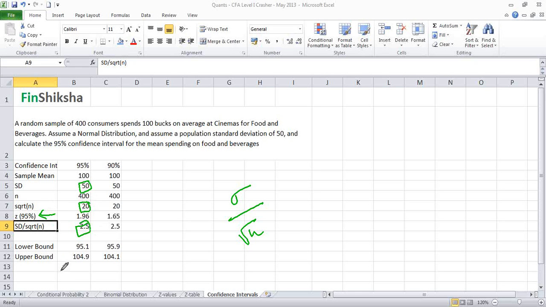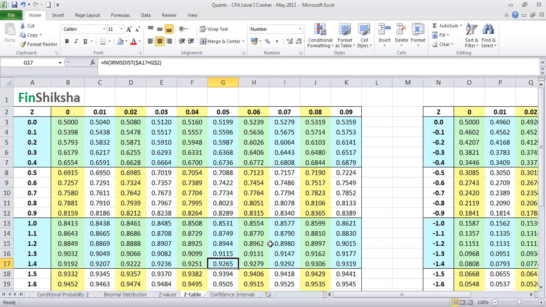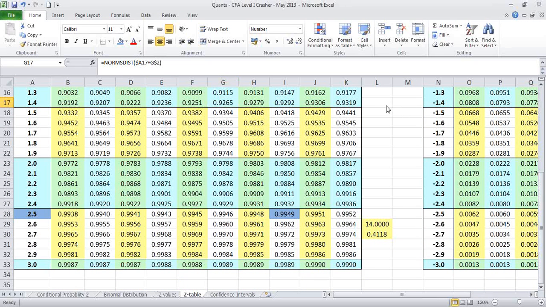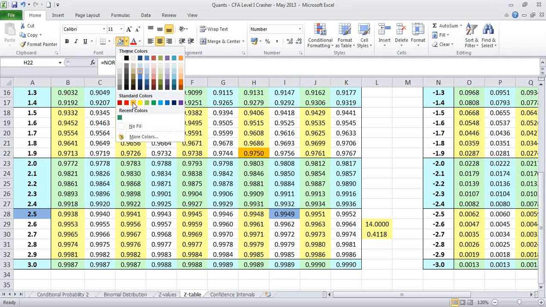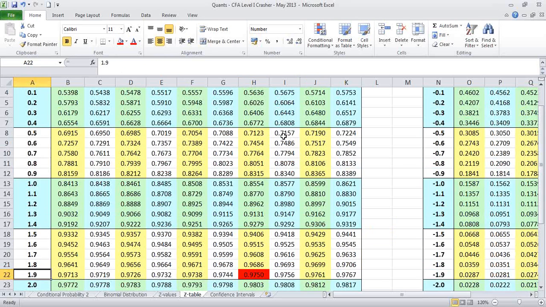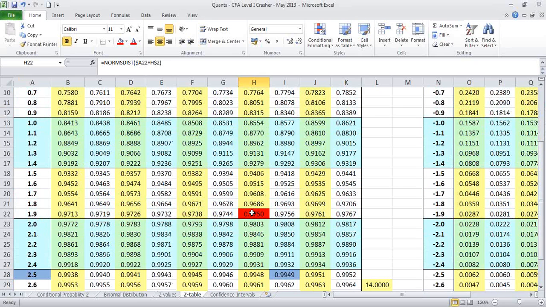Z value for 95%. How do we get the Z value for 95%? So let's find out the Z value for 95%. Remember, 95% means 2.5% on one side and 2.5% on the other. So let's find 2.5% on one side. So we want to search for 97.5, which is here. This is the value we are looking at, 97.5. So the Z value is 1.96. That's the Z value.